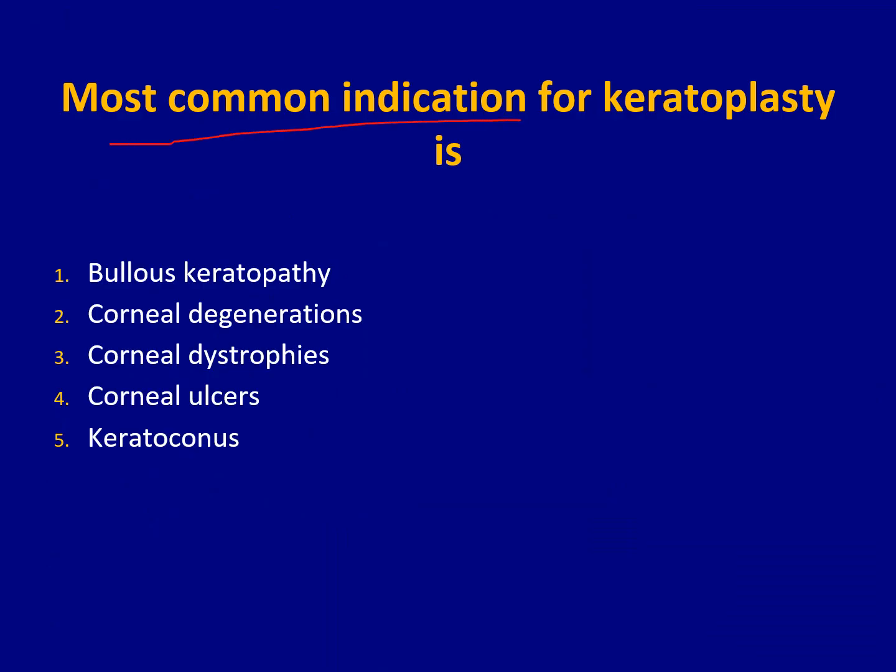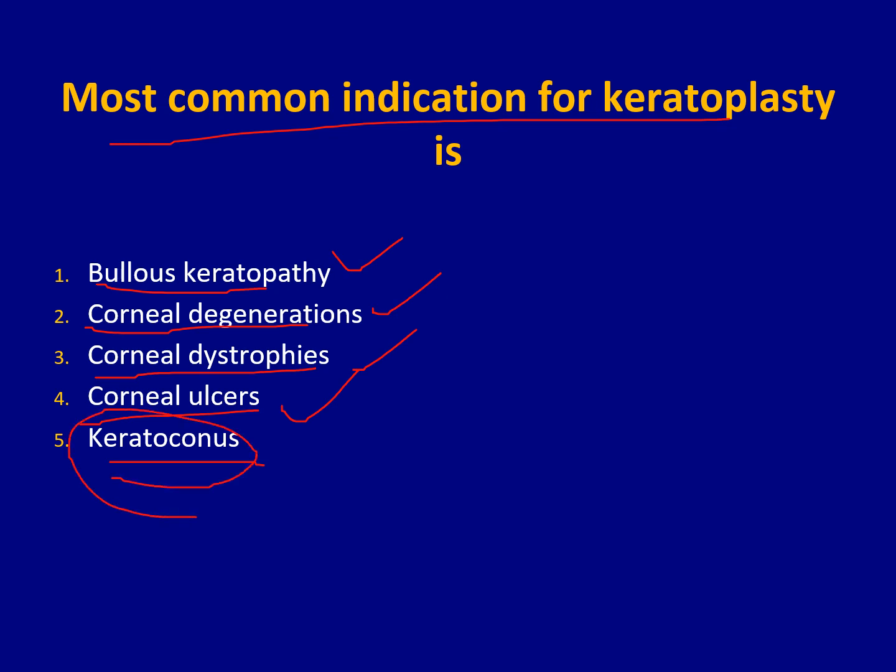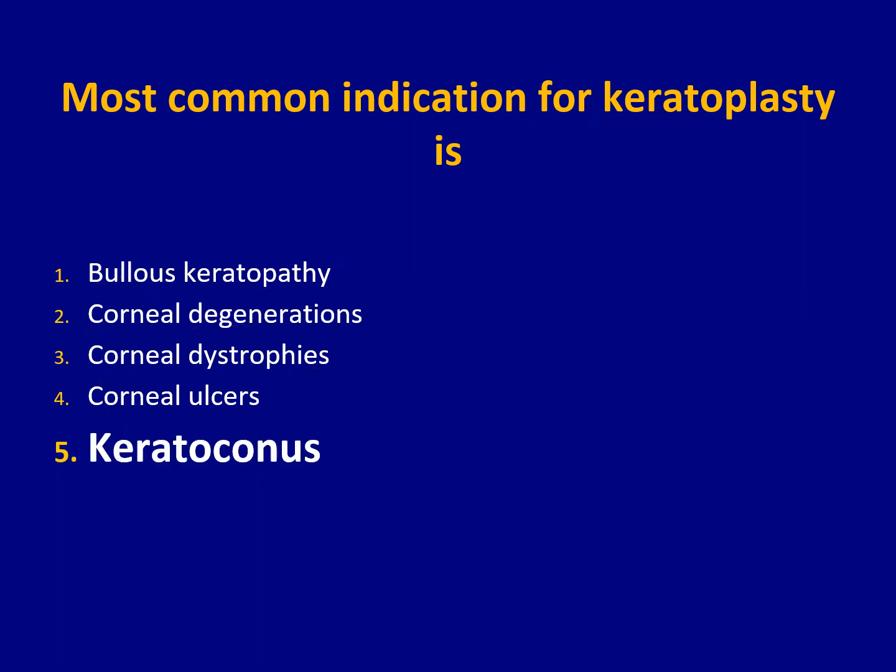Most common indication for the keratoplasty is bullous keratopathy, corneal degeneration, corneal dystrophies, corneal ulcers, or keratoconus. Bullous keratopathy is the second most common indication for the keratoplasty. Corneal degeneration is not that common. Corneal dystrophy is not common. Corneal ulcer is a therapeutic keratoplasty, but not as common as the keratoconus. So keratoconus is the most common indication for the keratoplasty, followed by the second, which is bullous keratopathy. So my answer will be number 5. Let's see. Keratoconus is the answer. Next MCQ.